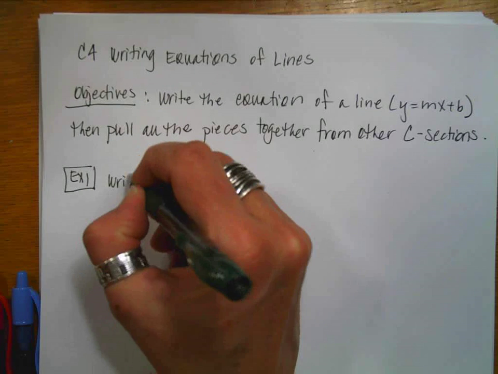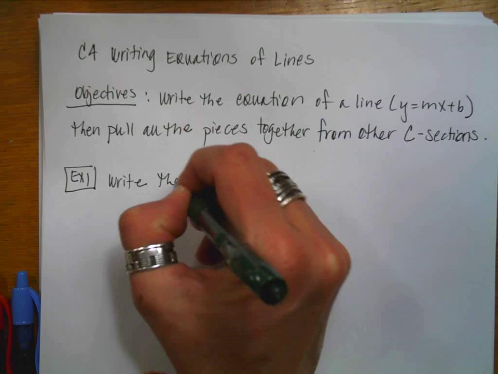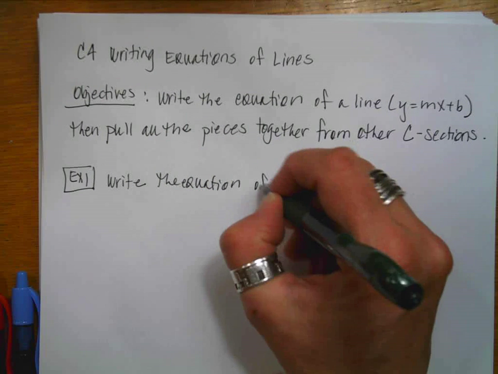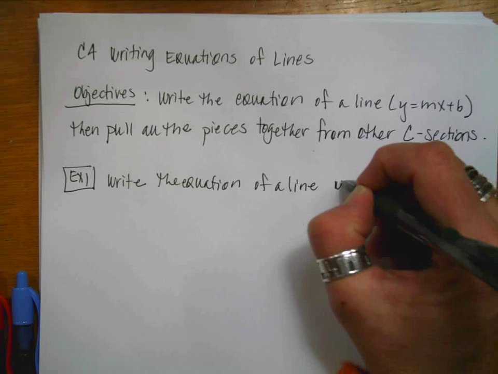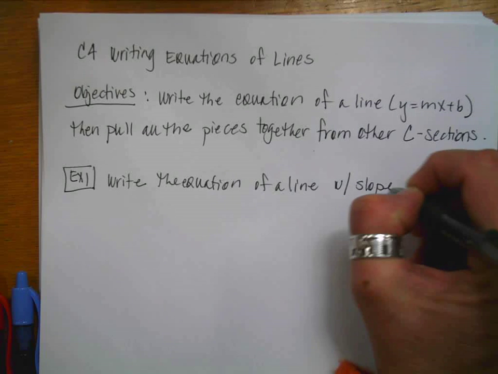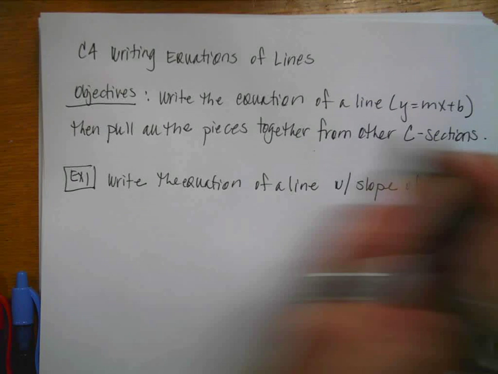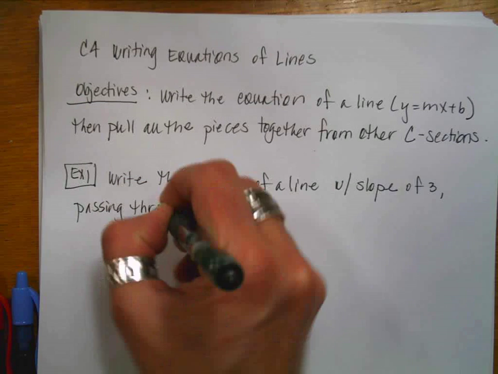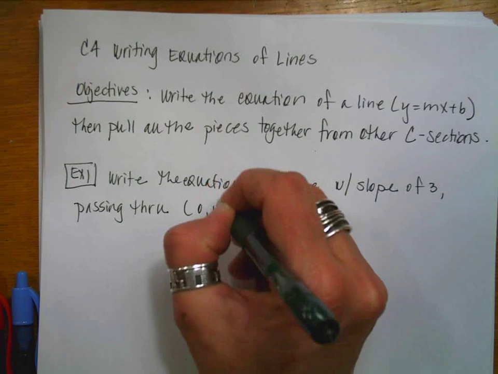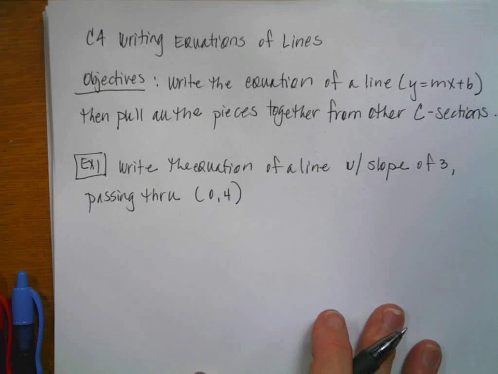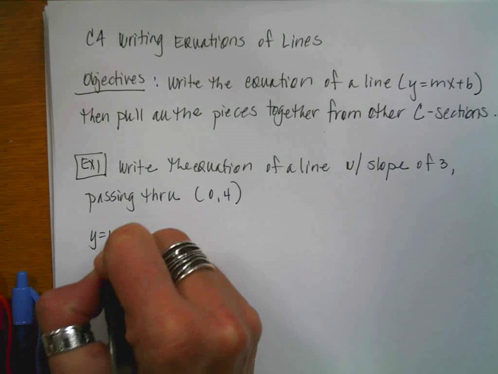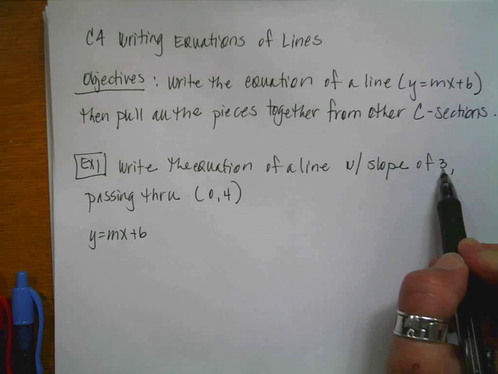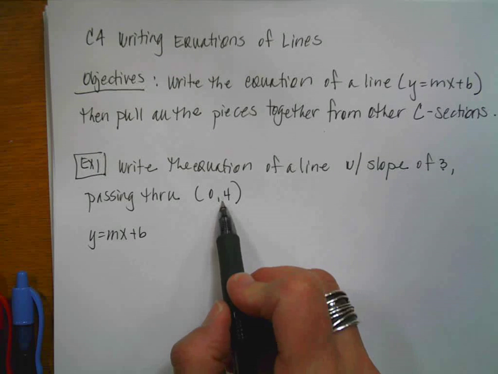So this one says write the equation of a line with slope of 3 and then passing through the point 0, 4. Okay? So remember that we're going to use the equation y equals mx plus b. They gave us the slope and they gave us that it passes through a point.